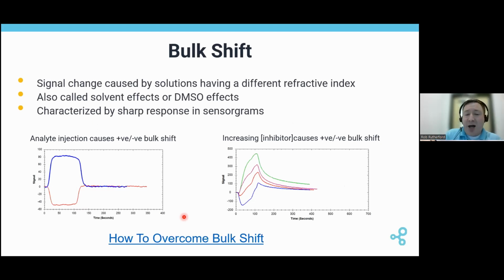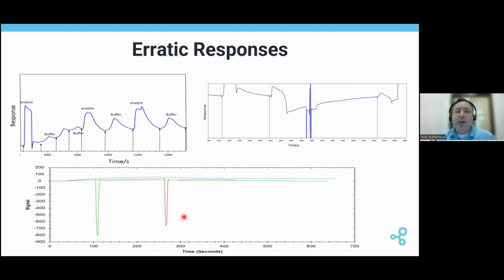Is all data lost if you have a bulk shift? Absolutely not. So I don't want you to think, oh, Rob's lying to me. He said I could deal with this. I promise you can, especially if you're using a 2-channel instrument. A bulk shift can be automatically subtracted out, but you do have to know if one's occurring in order to try and mitigate it. Some other things that I just thought I would show you very quickly.